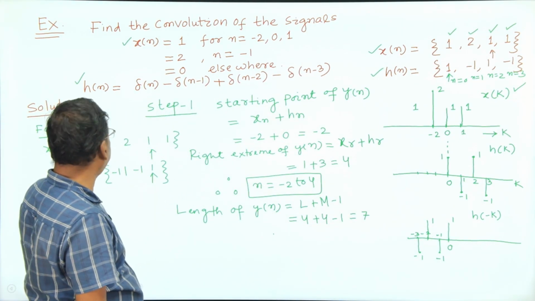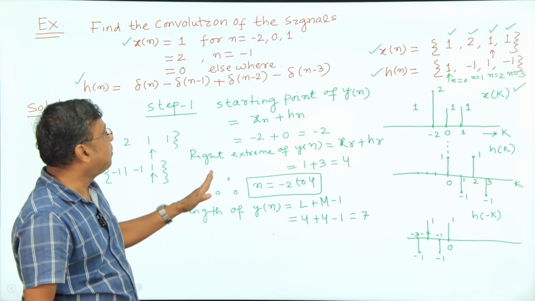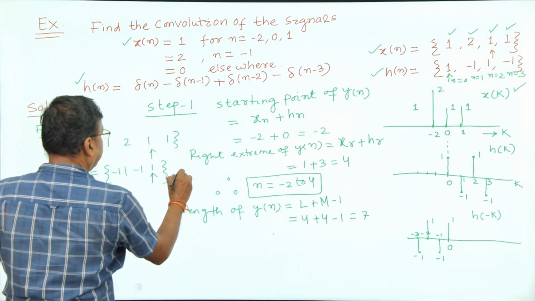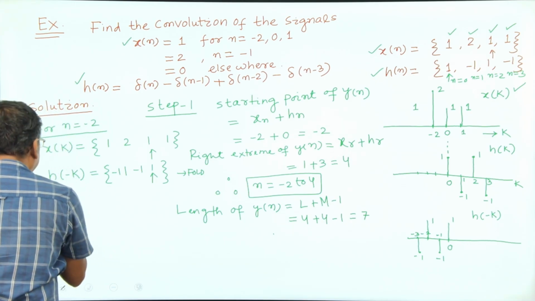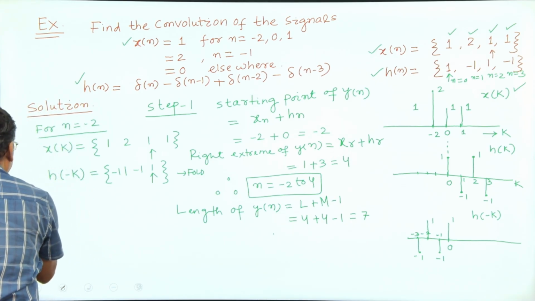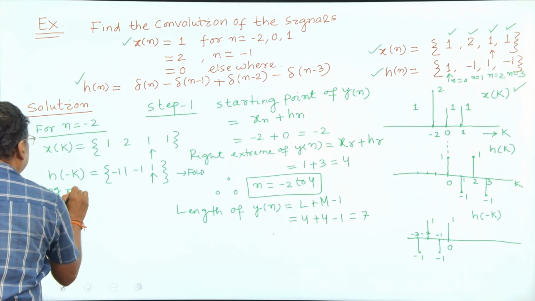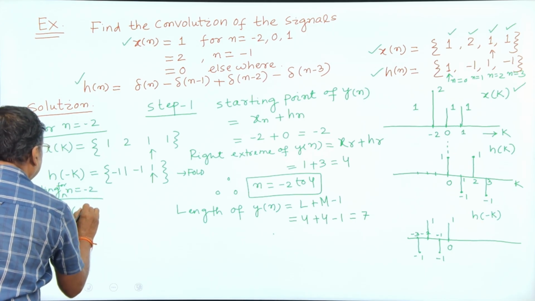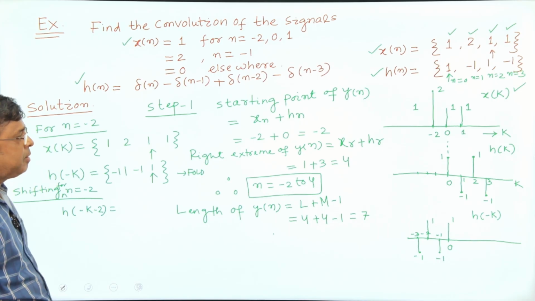Then for n equal to minus 2, you have to shift h of minus k. First of all, this is your folding. This is all about folding. Then shifting. Shifting for n equal to minus 2 means we have to find h of minus k minus 2. It is very, very important: h of minus k minus 2.